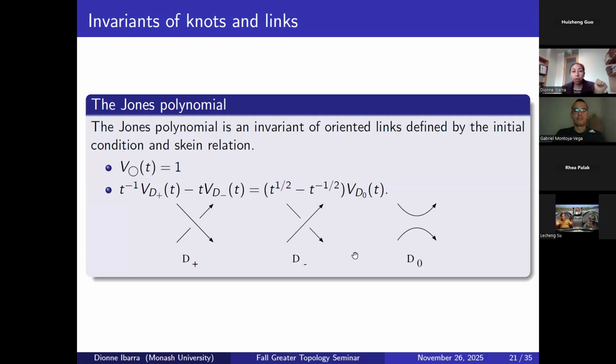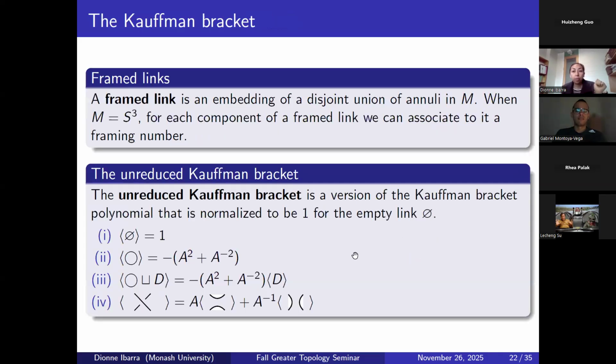Okay, so, right. But this is related to another invariant called the Kauffman bracket. And I believe I'll show how they're related. But the Kauffman bracket is not an invariant of knots. It's an invariant of links. It's an invariant of framed links or knots.